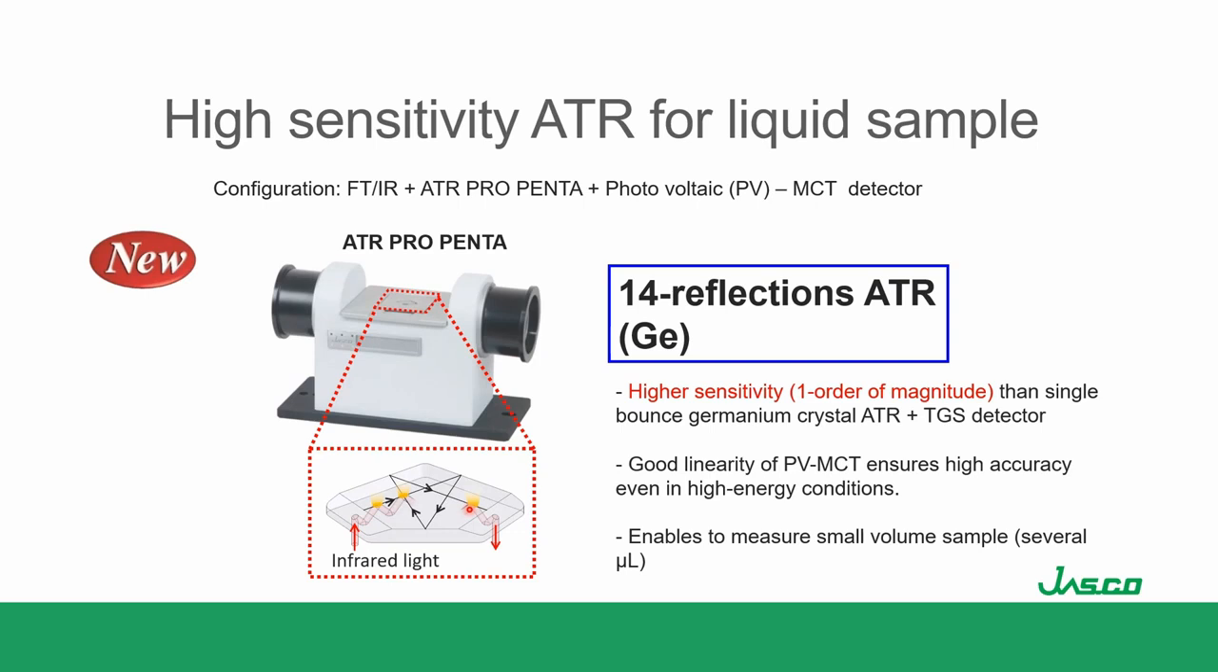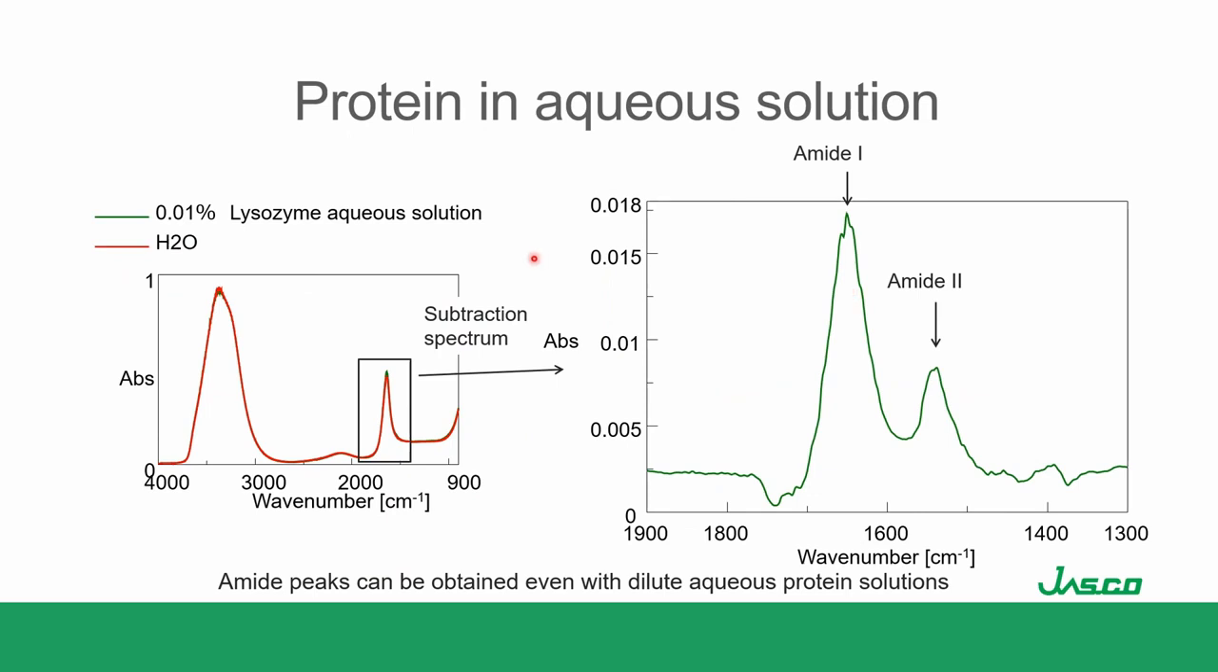Of course, due to the size, this enables the possibility to run samples with a very small volume, and because it's combined with a high sensitivity detector and a multi-bounce, we can run samples that have a very low concentration. For example, here we have an example with a lysozyme that is 0.01%. We can see how the spectrum of lysozyme and water overlaps, but when they are subtracted, we can see the difference between amide 1 and amide 2.